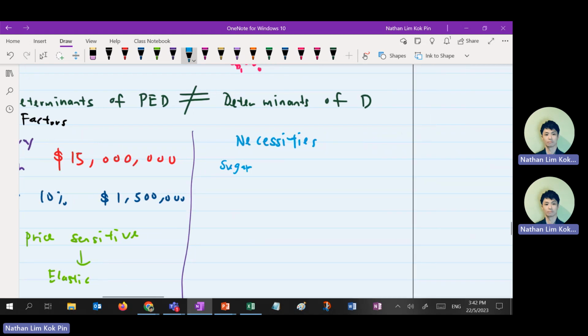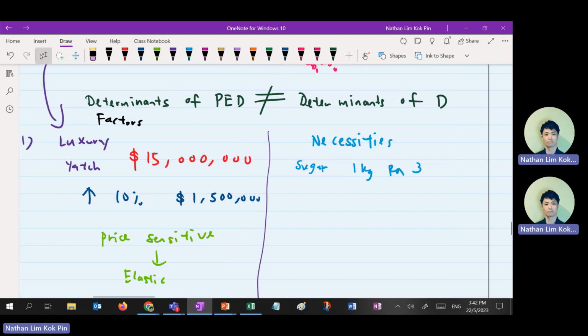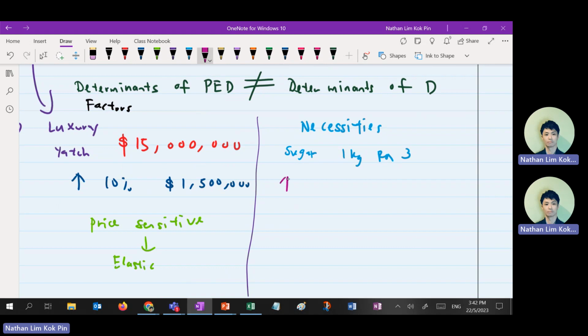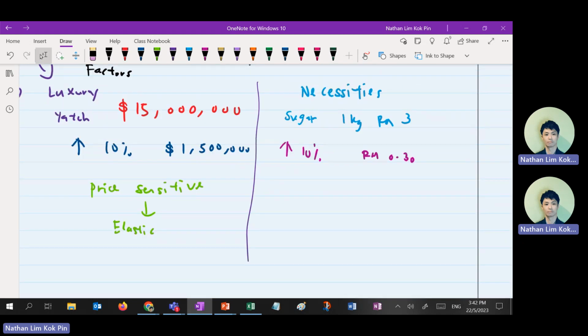Okay? Sugar, for example, 1 kilo is what? 3 ringgit. 1 kilo, 3 ringgit. Oh my god, it's so cheap. And it's ringgit, it's not even dollar. If it increased by 10%, do you care? 10% of 3 ringgit is how much? 30 cents. My god. Increased by 30 cents Malaysia, less than 1 cent in US. No. Okay, so 30 cents.